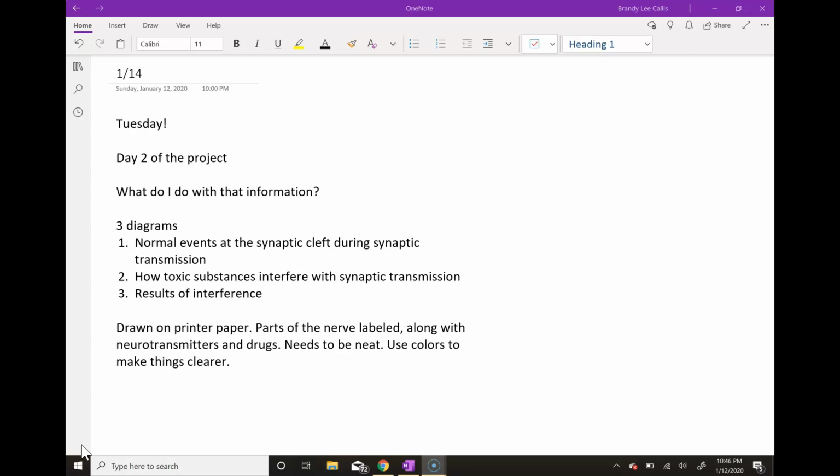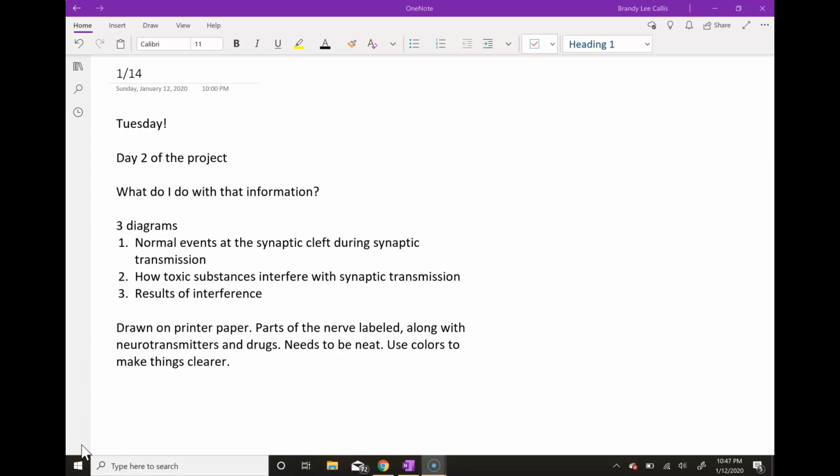You are going to draw these 3 diagrams on printer paper. I would suggest 1 for each, just so you're not trying to cram everything on one piece of paper. Printer paper is provided on the lab table at the front. You do need to make sure that on each of your diagrams you have the parts of the nerve labeled along with the different neurotransmitters and drugs. You need to make sure those are all labeled.